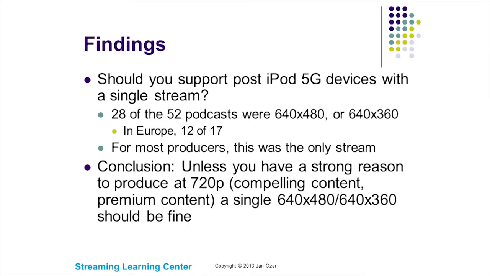Should you produce a single stream? 28 of the 52 podcasts were 640 by 480 or 640 by 360. For most producers, that was the only stream. So if you're producing for iTunes and you care about encoding time, you don't want to produce a lot of different files. I think 640 by 360, or 640 by 480 for 4:3 footage, is the most accepted resolution that you see out there. And that's not only true for iTunes, that's true for live streaming as well.